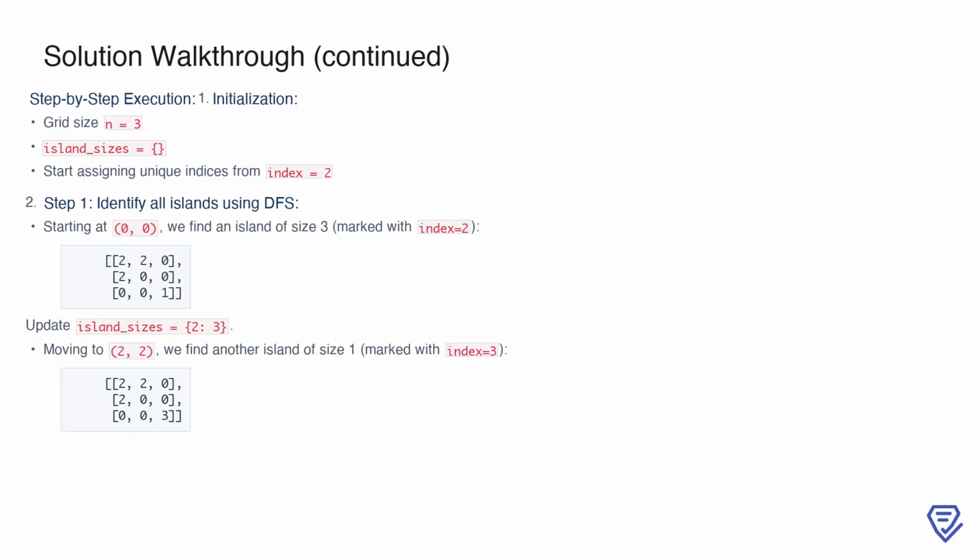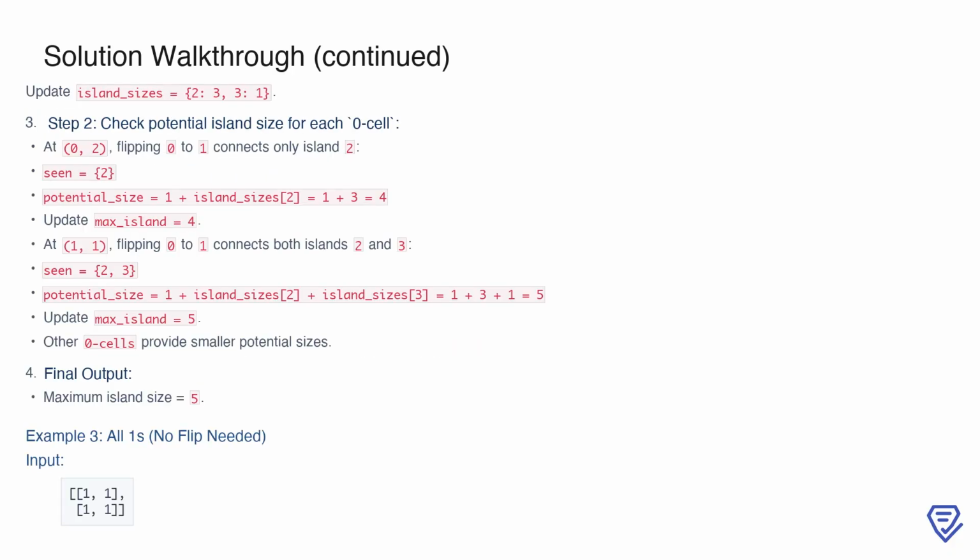as 2: 3. Moving on to 2, 2, we find another island, this time consisting of a single cell. We mark it with index equals 3 and update island_sizes to include this new island, resulting in 2: 3, 3: 1. At this stage, the grid shows 2 distinct islands with their respective indices, and their sizes are stored in the dictionary. With the islands identified, we evaluate the potential island sizes for each 0 cell.